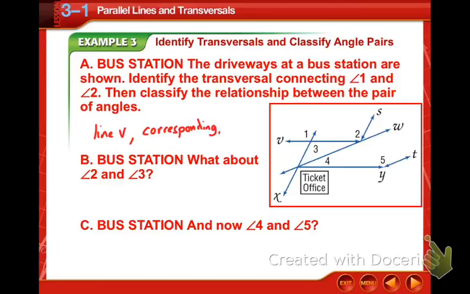And then we have 2 and 3 are on opposite sides of the same transversal, so their transversal is line V as well. And they're opposite sides, and they're inside of the 2 other lines forming them, so that means they are alternate interior. And for C, looking at angles 4 and 5, our transversal here is line Y. They are on the same side, and they are interior, so that means they are consecutive interior.